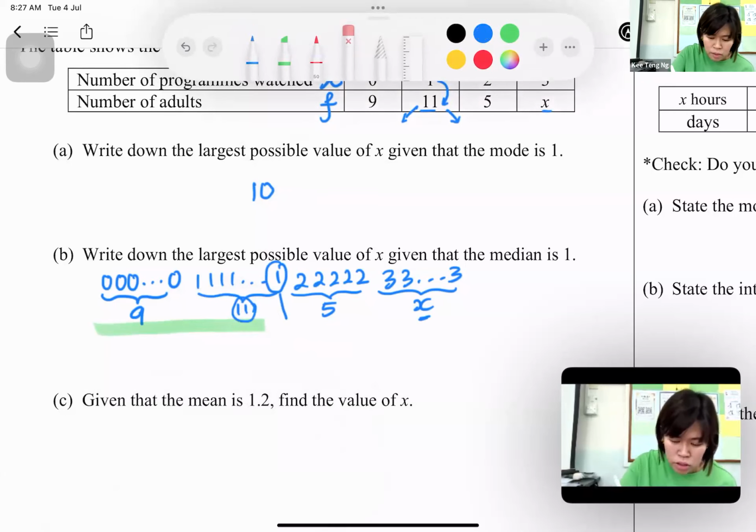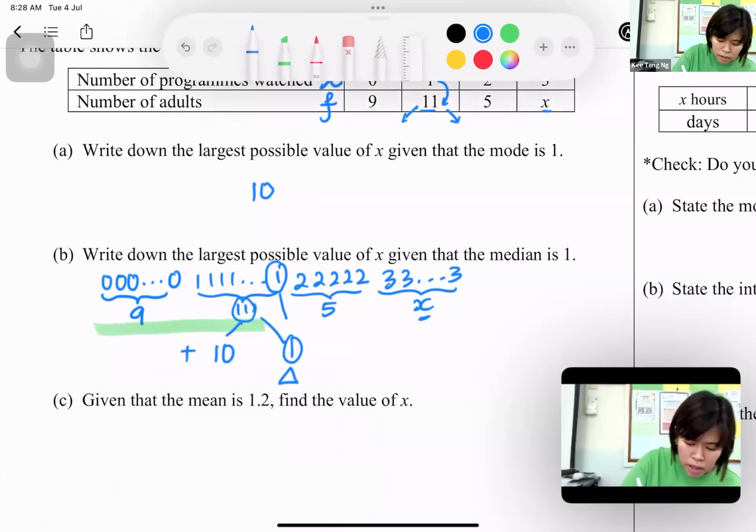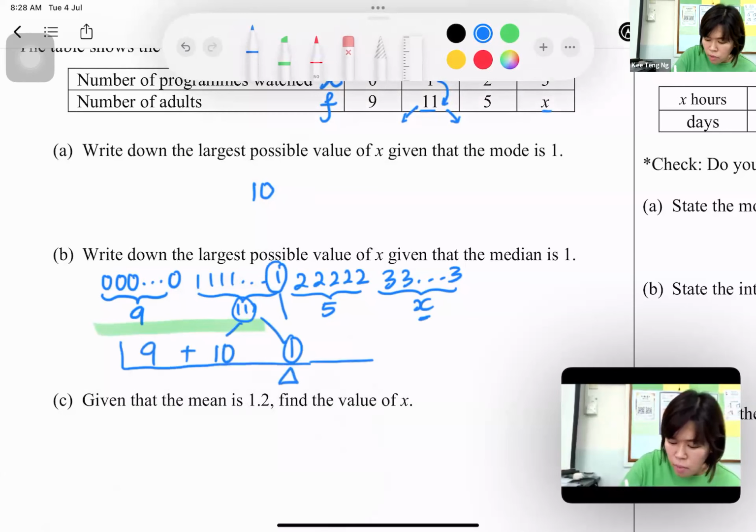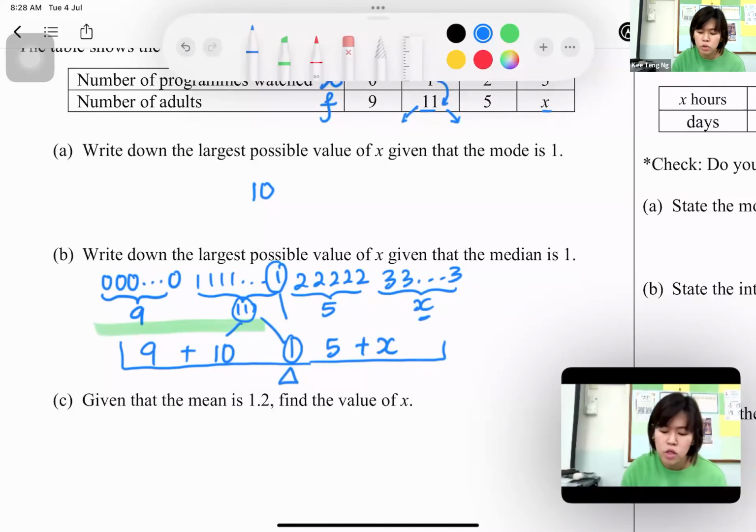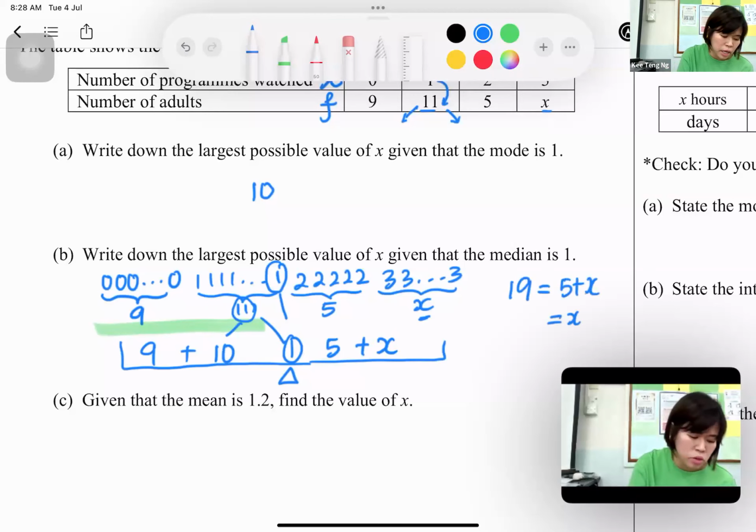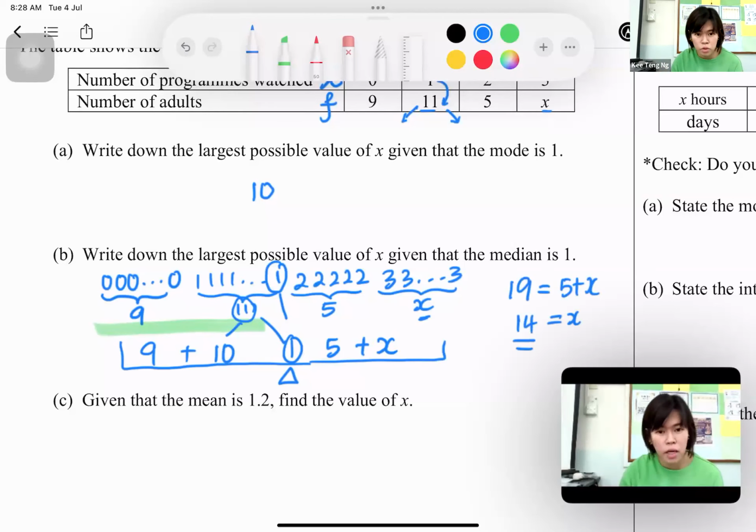Okay, let me draw this again. I took out one person from here to be my middleman. So I'm left with 10 person, and 9 person on my left-hand side. And my right-hand side will have 5 plus x. So this gives me 19 equals to 5 plus x. x will be equals to 19 minus 5, 14. So this one will be my largest possible value x.